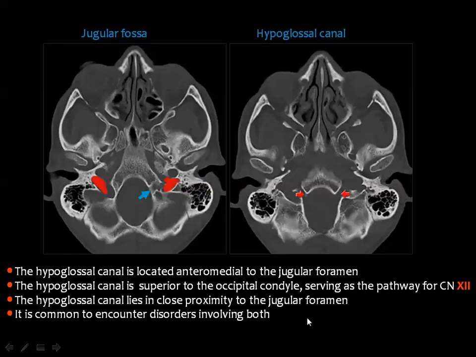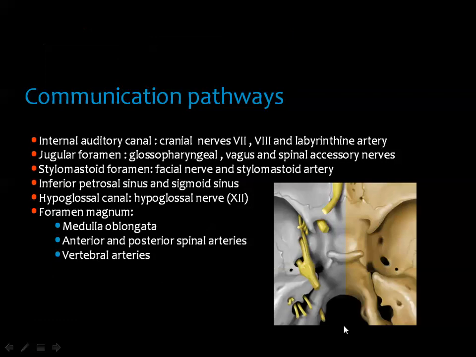And here you can see the jugular fossa, which is more posterior and inferior to the carotid canal. Then you can also see the hypoglossal canal, which transmits the cranial nerve number 12. These are the communication pathways. In the internal auditory canal, you can see the cranial nerves number 7 and number 8, as well as the labyrinthine artery. This is the site of the internal auditory canal.